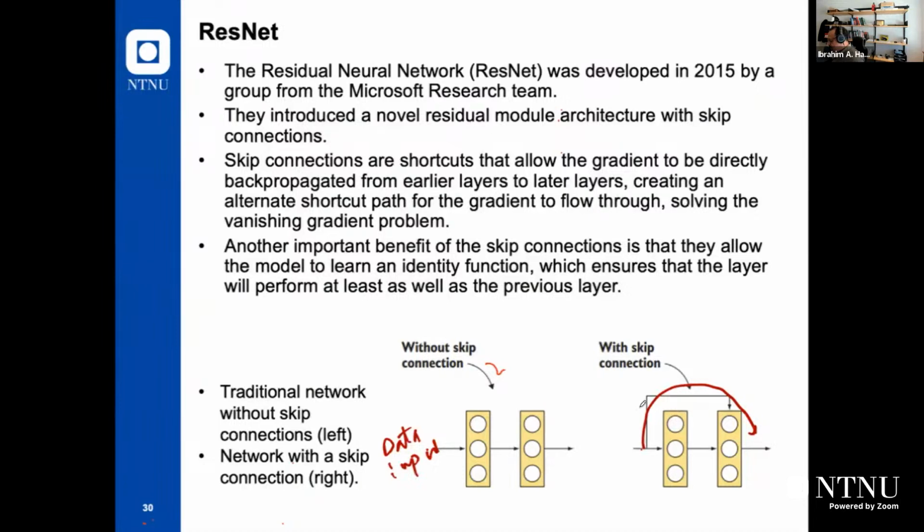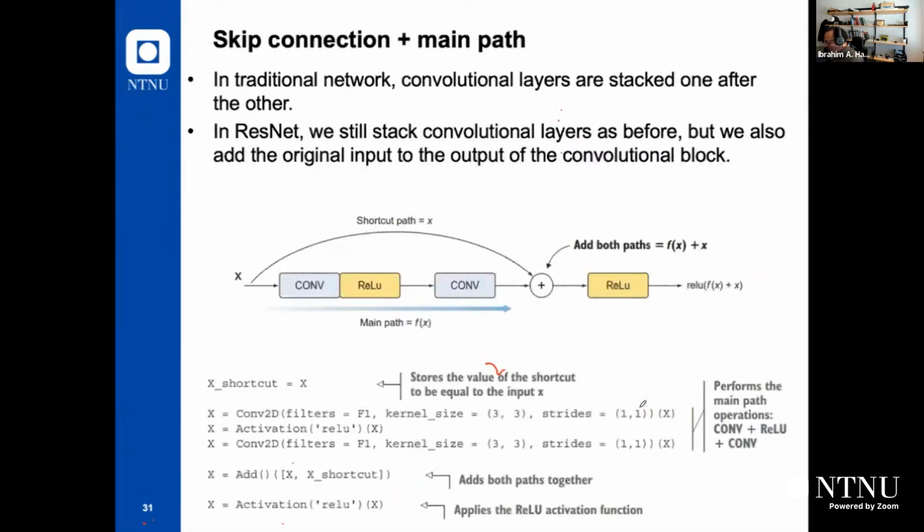Yes, skip connection plus main path. This is the traditional neural network without the shortcut path or skip connection. Convolution layers are stacked one after each other. In the case of ResNet, we stack convolutional layers as before, but we also add the original input to the output of the convolutional block. So we just have this shortcut, and we propagate this input to later layers. And here it will be concatenating, right? This is the traditional approach, the main path. We have some input X, we apply conv to X, and we apply ReLU to the output from this conv.